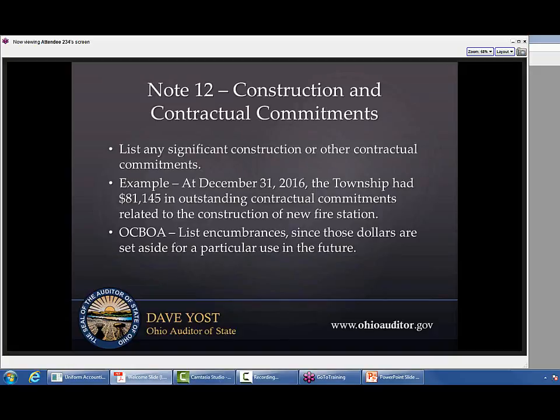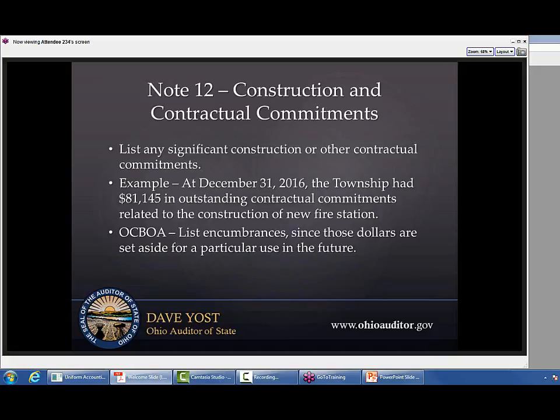As you can see, there's one example right below it. If you do OCBOA, you also have to list out your outstanding encumbrances at year end, since those dollars are also set aside for a particular use. And what you're going to want to do is you're going to have a table, and the table will show what your outstanding encumbrances are for the general fund, for any major special revenue funds, or any major funds that you have, and then your total non-major funds to come down to a total amount of outstanding encumbrances at the end of the year.